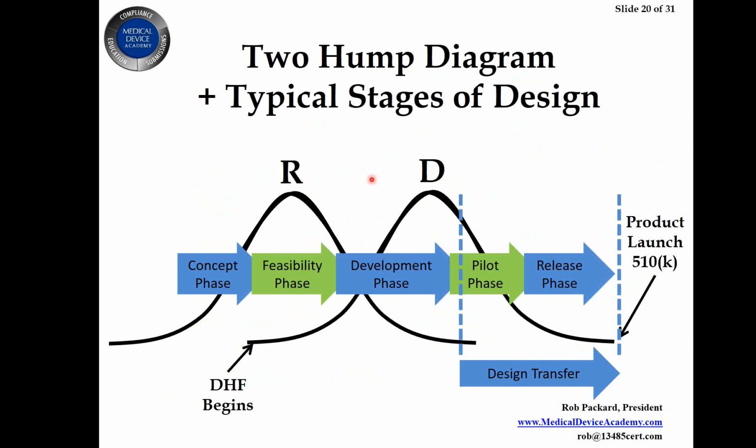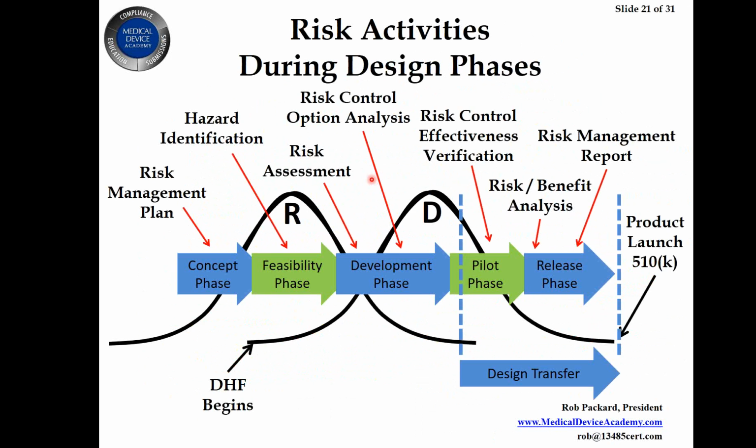Now I've superimposed that previous diagram I had with the phase gate development process upon the R&D two-hump diagram, so you can see that. And now I'm adding risk management activities. So as I said before, risk management activities are supposed to be an input into the design process. Specifically, the things you'd be looking for are hazard identification and the risk management plan. The risk management plan should identify what activities you're going to conduct for risk management throughout the design process.